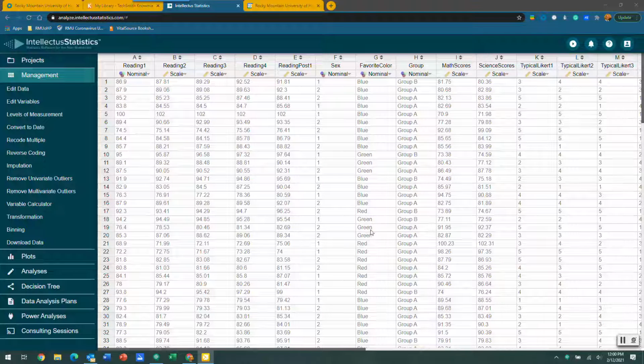Hello, in this video I'm going to demonstrate how to perform an independent t-test. By nature, the independent t-test is set up to compare two separate groups of people, two independent groups of people, on one numeric, normally distributed outcome.